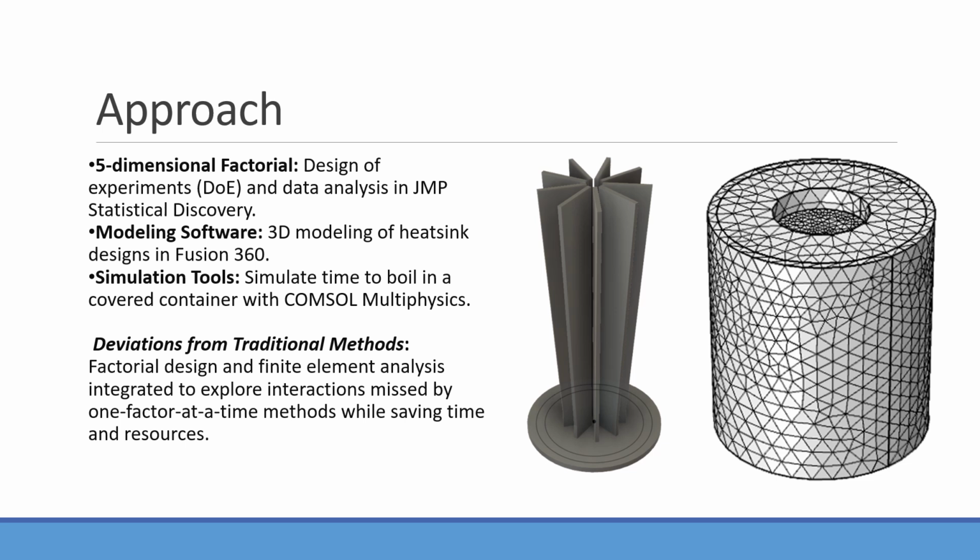To find out, we designed a 5-dimensional factorial experiment using JMP statistical discovery. We created 3D models of 32 possible designs using Fusion 360 and simulated time to boil in a covered container using COMSOL Multiphysics simulation software. We deviated from traditional research methods by integrating factorial design and finite element analysis to explore interactions missed by one factor at a time methods while saving time and resources.